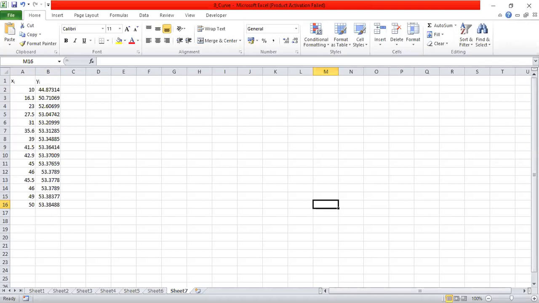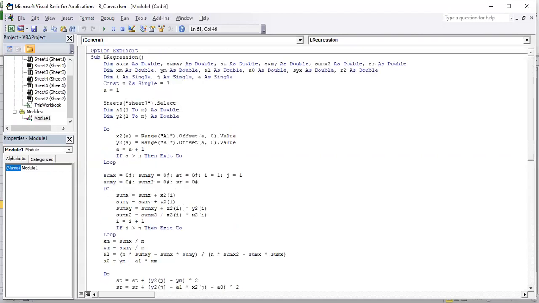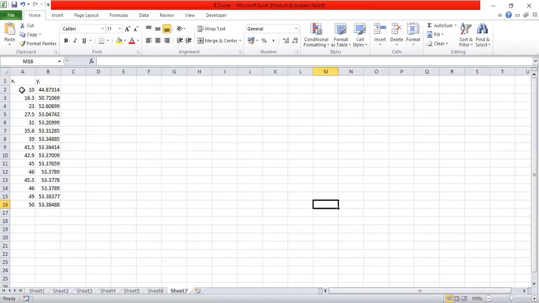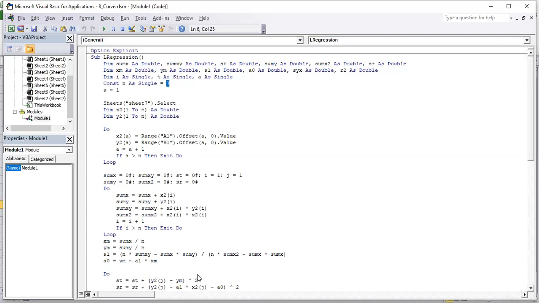So in the Visual Basic code, all I need to do is that n is equal to 15 here because you have 1, 2, 3, 4, 5, 6, 7, 8, 9, 10, 11, 12, 13, 14, 15. So n is equal to 15. All I need to do is to change this n to 15. Then once I run it, it's going to give me the line of best fit.